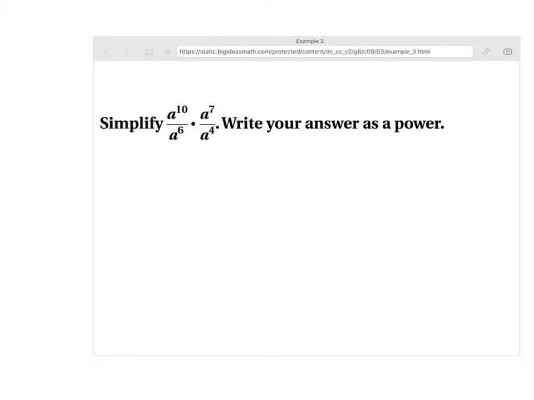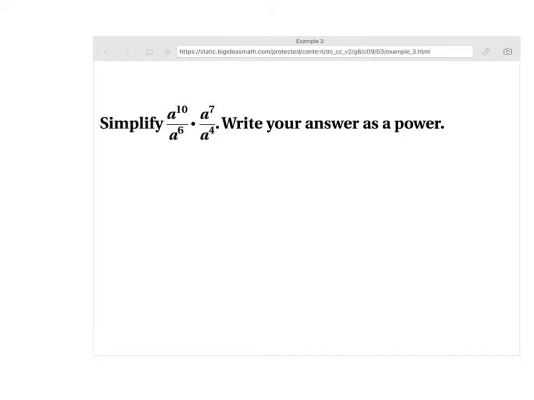We have a to the 10 divided by a to the 6, and then that whole thing times a to the 7 divided by a to the 4. In this case, we're doing division first. The reason we know we're doing division first is because the multiplication sign is in between two separate expressions. All right, so let's simplify.